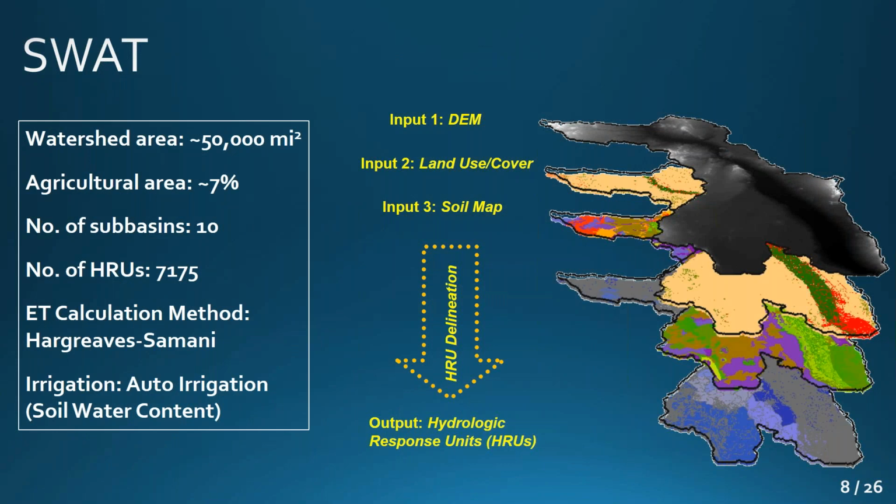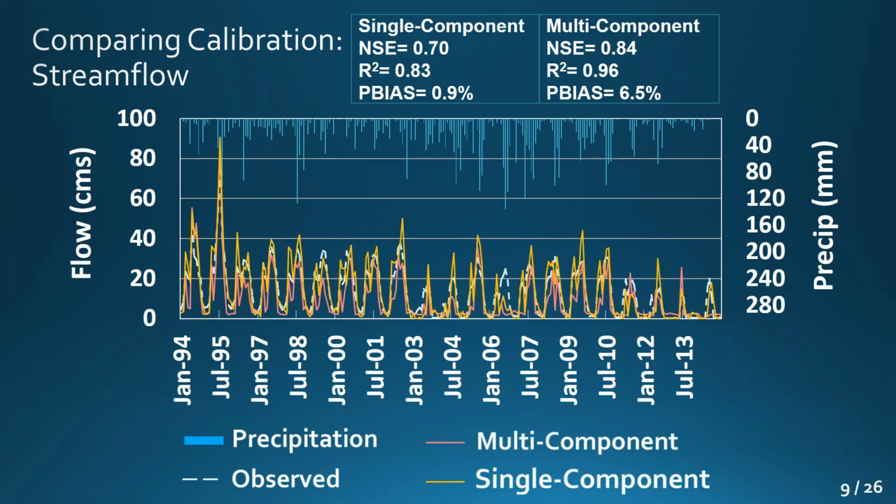Some basic inputs of SWAT. It uses topographic information in terms of digital elevation models, land use, land cover information, and soil maps to divide the watershed into different hydrologic response units. In this particular watershed, 7% of the watershed area is agricultural. The watershed has been divided into 10 subbasins. The number of HRUs is more than 7,000. The evapotranspiration calculation method is Hargreaves and Samani, and we're using auto irrigation to meet crop water demands.